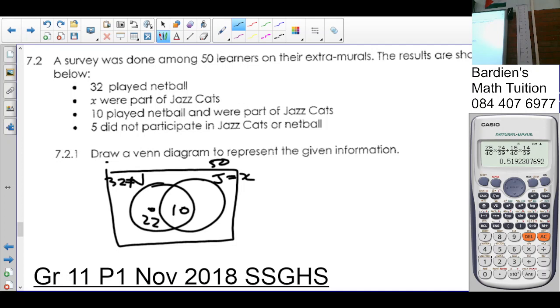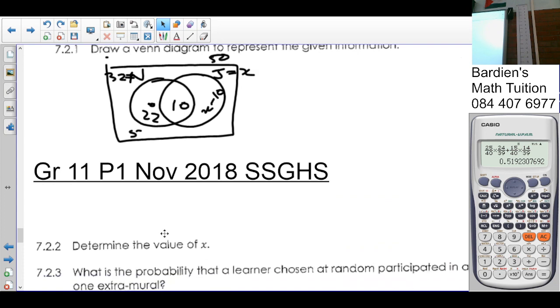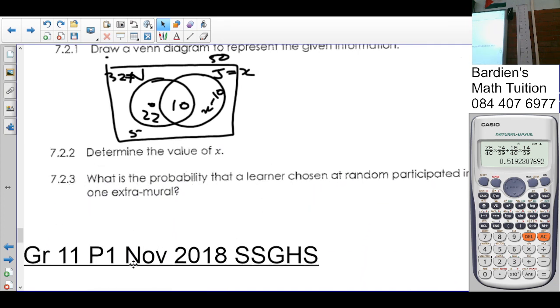5 did not participate in the Jazz Cats or netball. So where does that 5 go? It's supposed to be outside. So 5 did not participate in the Jazz Cats nor in the netball. Draw a Venn diagram to represent the given information. So how much goes here by the empty space? It goes X minus 10. You all agree with that? Okay. So there's your Venn diagram for 4 marks. Then in 7.2.2 the question says determine the value for X.